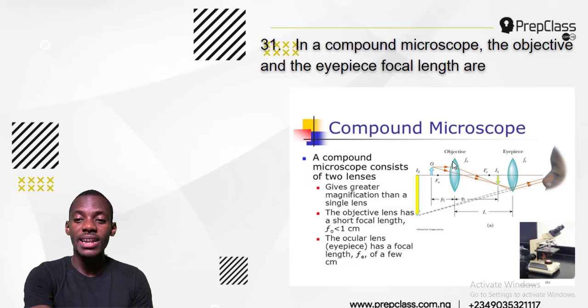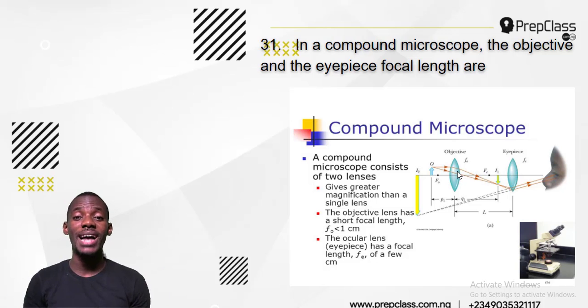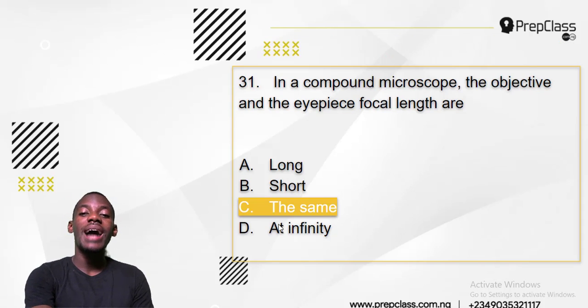The eyepiece lens and the objective lens, right? They are actually the same length, right? That means this is as tall as this. So equally, one is not bigger than the other. They are actually the same. So the answer to that question is simply they are the same.